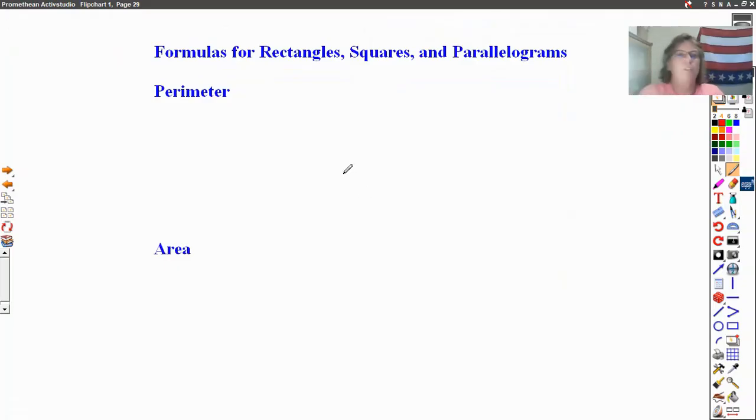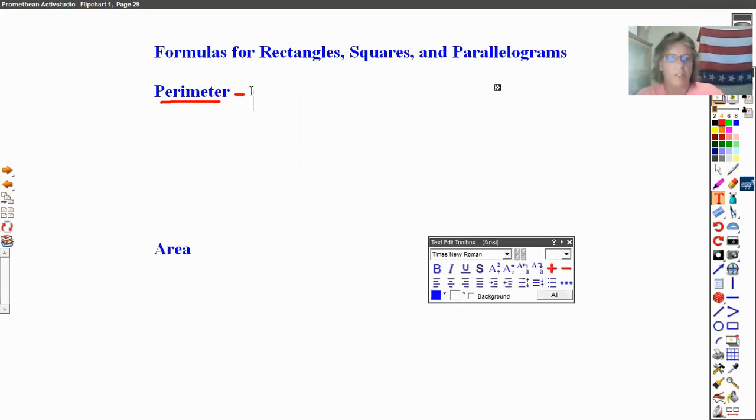So today we're going to be looking at some formulas for rectangles, squares, and parallelograms. And we're going to take a look at what perimeter is. When we talk about perimeter, what we're actually talking about is the measurement of the outside of the shape. So I want to make sure that you write that down in your notes. So this is the measure of the outside of a shape.